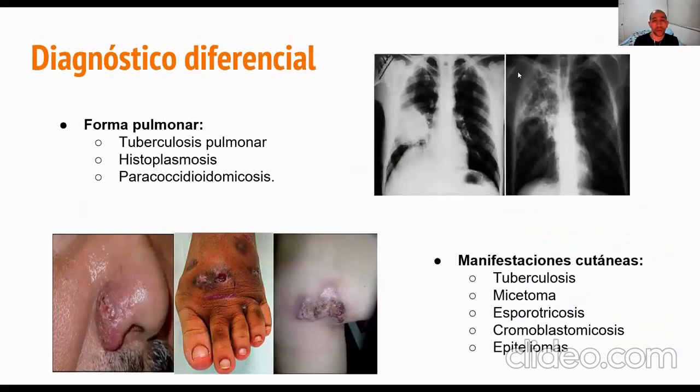For the differential diagnosis, we're going to do two different kinds. For the pulmonary manifestation, the differential is pulmonary tuberculosis, histoplasmosis, and paracoccidioidomycosis. For the cutaneous manifestations, there's cutaneous tuberculosis, mycetoma, sporotrichosis, chromoblastomycosis, and epitheliomas. Coccidioidomycosis is directly diagnosed using potassium hydroxide and a tissue or liquid culture. It's important to note that from a histological point of view, in mucus polyps due to Rhinosporidium seeberi, it's possible to see large sporangia with numerous endospores inside.